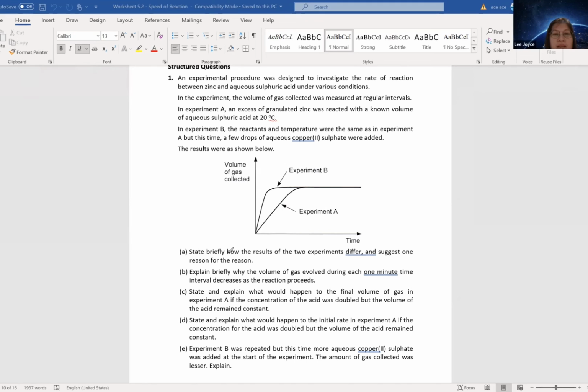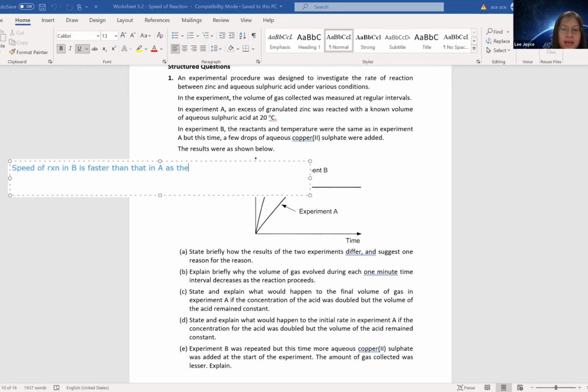Right, so in part A, state briefly how the results of the two experiments differ and suggest one reason for this. So to state the results of the experiment, simply say that the speed of reaction of experiment B is faster than that in experiment A. Okay, so we're going to say that it's faster. So you must highlight, how do you tell from the graph? So you must talk about the gradient.